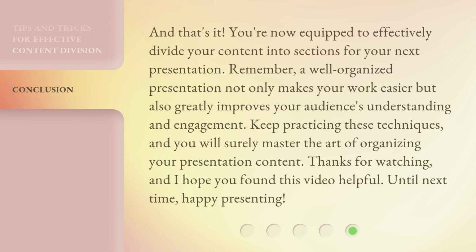And that's it. You're now equipped to effectively divide your content into sections for your next presentation. Remember, a well-organized presentation not only makes your work easier but also greatly improves your audience's understanding and engagement. Keep practicing these techniques, and you will surely master the art of organizing your presentation content.